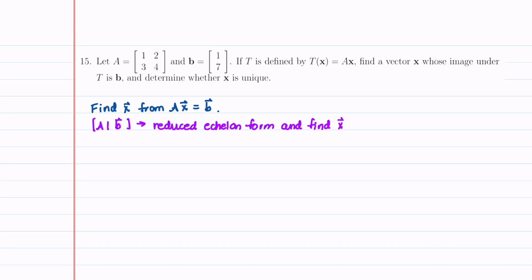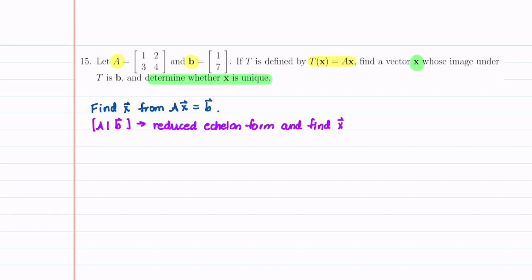In this question, we're given a 2x2 matrix A and a 2x1 vector B. And we're told that T is defined by T of X is equal to A times X. And we're asked to find a vector X whose image under T is B. And then we're asked to determine whether X is unique.